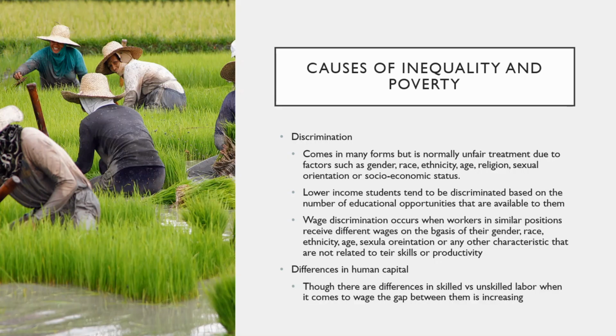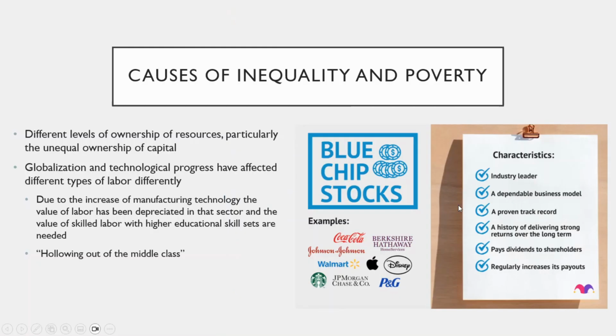There are differences in skilled versus unskilled labor when it comes to wages, and the gap between them is increasing. This is a little bit more understandable for skilled and unskilled labor. They're providing two different services, but that's the next thing. You have different levels of ownership of resources, particularly capital. Globalization and technological progress have affected different types of labor activity.